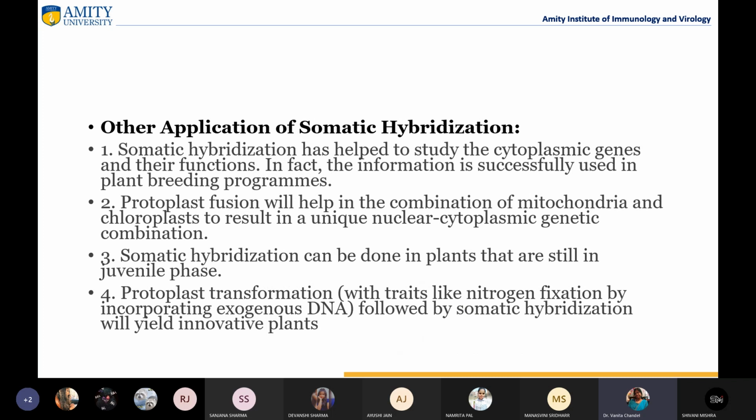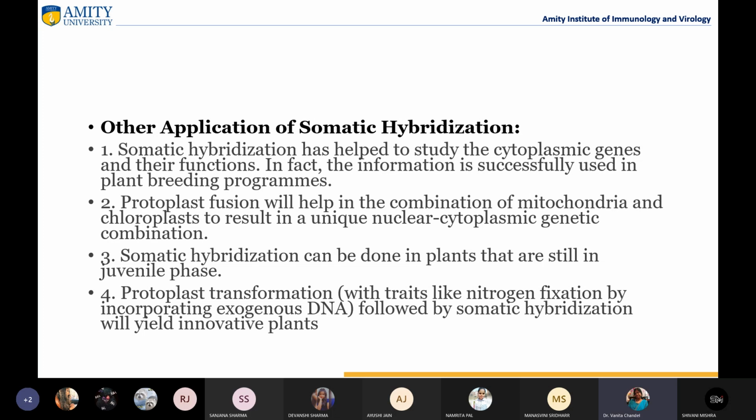Another application of somatic hybridization is that it has helped to study the cytoplasmic genes and their functions. Again, this is successfully used in plant breeding programs. So this method is very commonly used. Protoplast fusion will help in the combination of mitochondria and chloroplast to result in unique nuclear cytoplasmic genetic combinations. And somatic hybridization can be done in plants that are still in the juvenile phase.